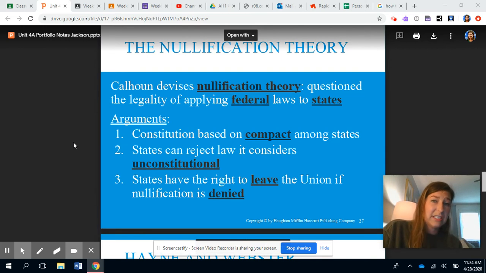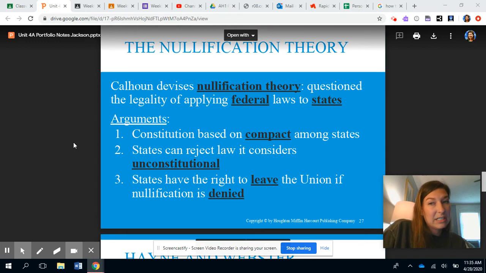And here's the reason that John C. Calhoun thinks that people will believe in the nullification theory. When we started out as the United States, we were 13 individual states that had come together and created a compact, or an agreement between each other. The thing that is holding those states together is this agreement that they will follow laws that benefit everybody. In this case, Calhoun goes to his next statement saying that states can reject laws they believe are unconstitutional. In other words, they can reject laws that they believe are hurting individual states.